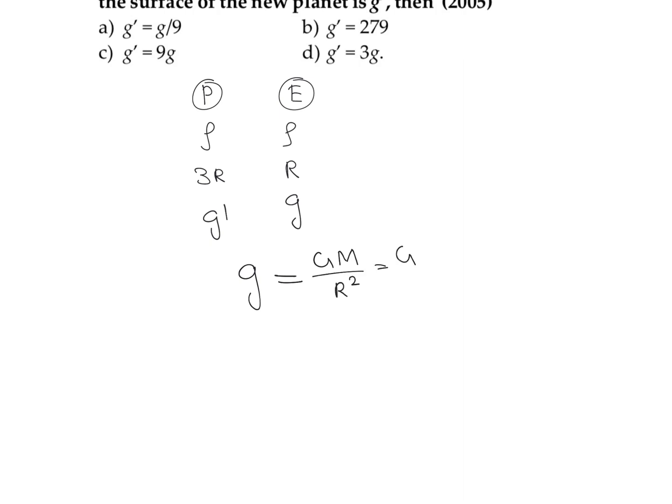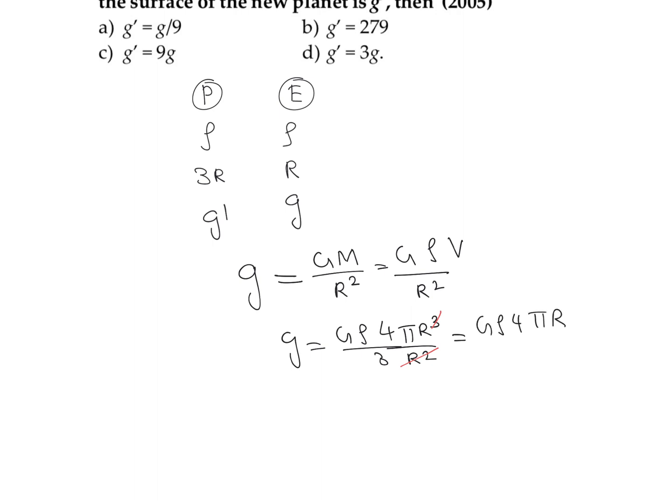So we can write g equal to G into the mass, which we can take as density into volume, divided by r square. Further we can write g equal to G into rho into volume, which can be written as 4 by 3 pi r cube, divided by r square. So this r square and r square get cancelled. So g is equal to G into rho into 4 pi r divided by 3.